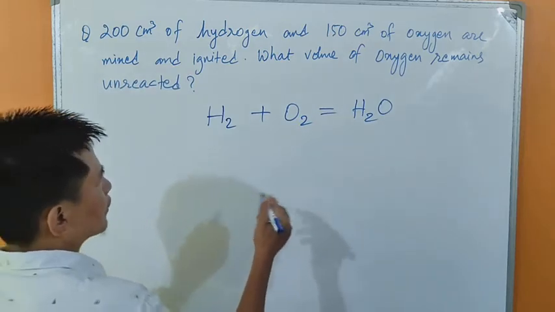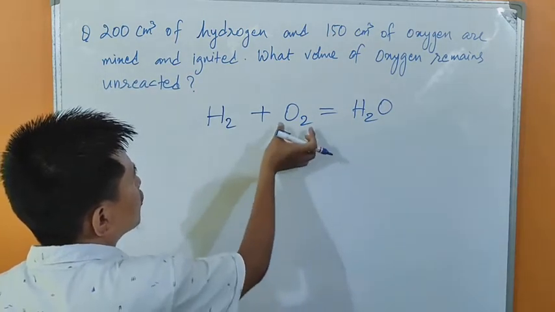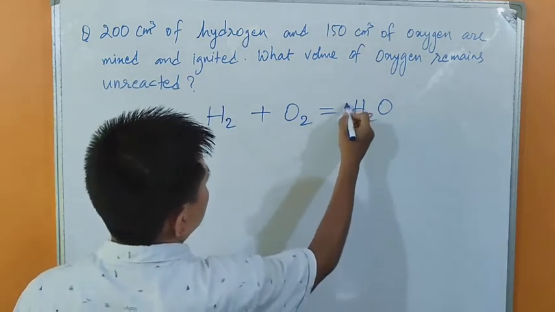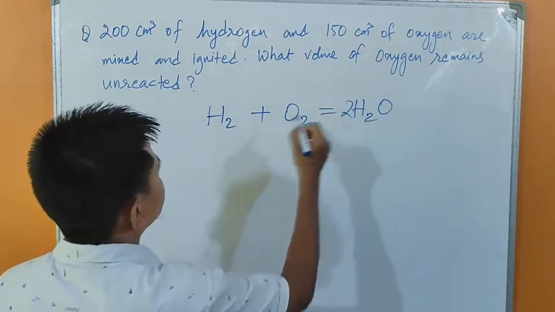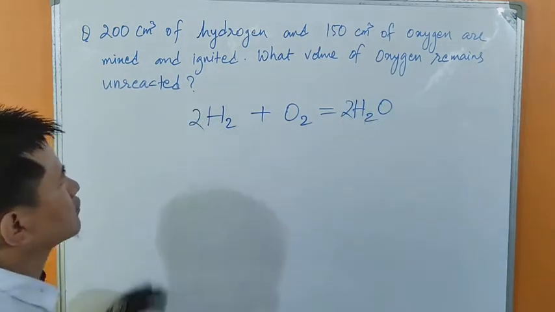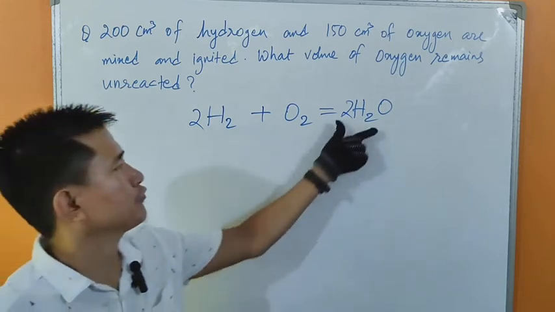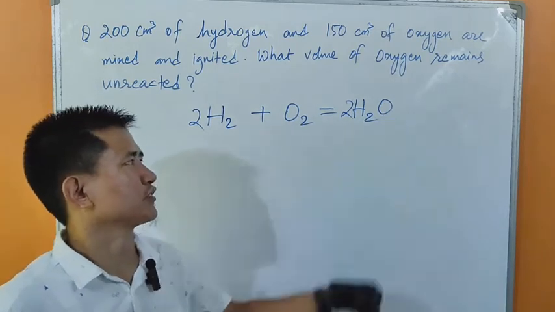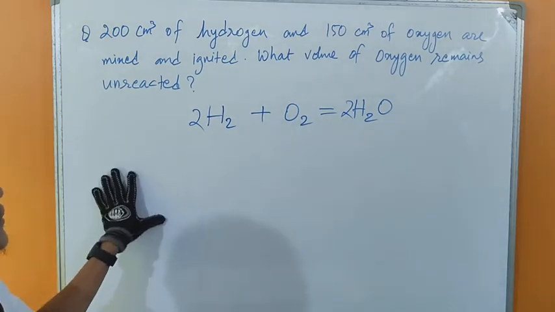Let me balance this chemical equation. We have oxygen 2 and oxygen 1, so you need to write 2 here. Hydrogen 4, so you need to write 2 here. Now the equation is balanced. 4 hydrogen, 2 oxygen, 2 oxygen. Okay, equation is balanced.